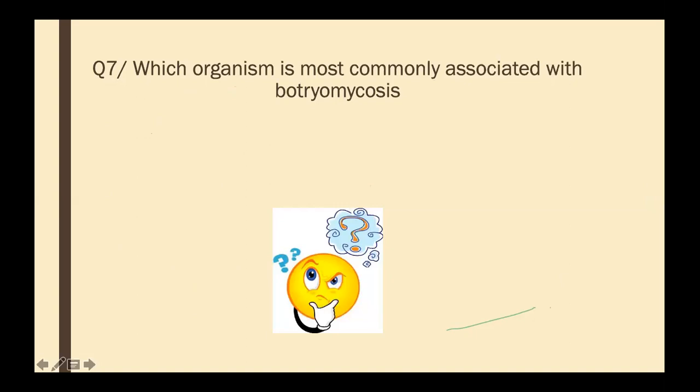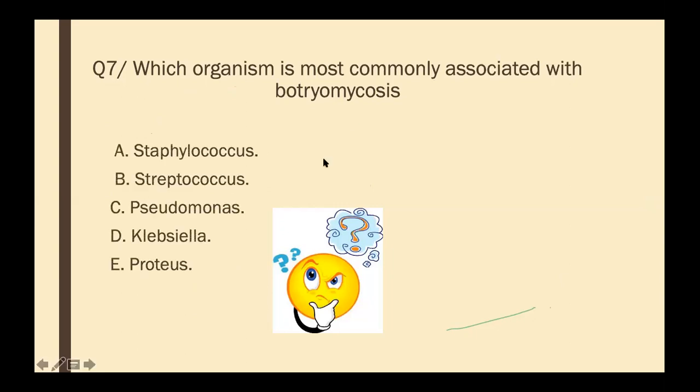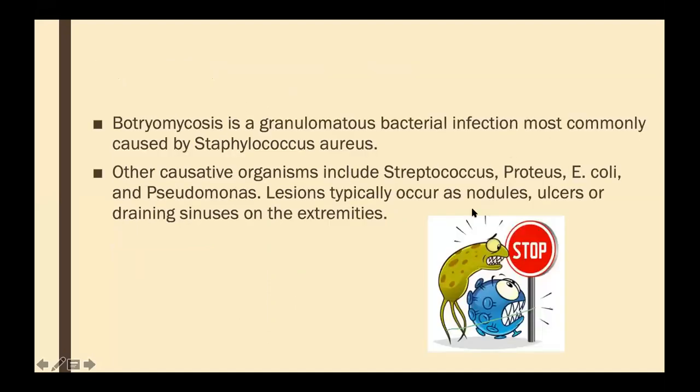Okay, question 7. Which organism is most commonly associated with botryomycosis? Staph, strep, Pseudomonas, Klebsiella, Proteus. Yes, well done. It's A, Staph aureus. No, actually, Netherton is more common with trichorrhexis invaginata for the previous question, Dr. Ruth. Okay, so Staph aureus is the correct answer. Botryomycosis is the granulomatous bacterial infection, most commonly caused by Staph aureus. And can anybody tell me what is the disease caused by Bartonella?